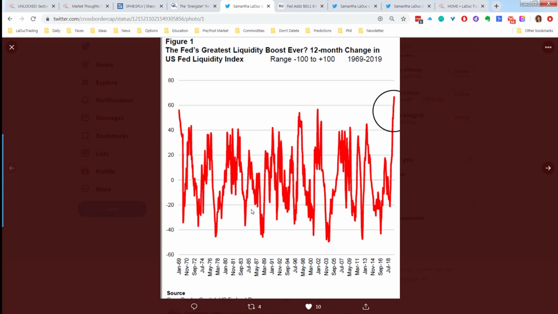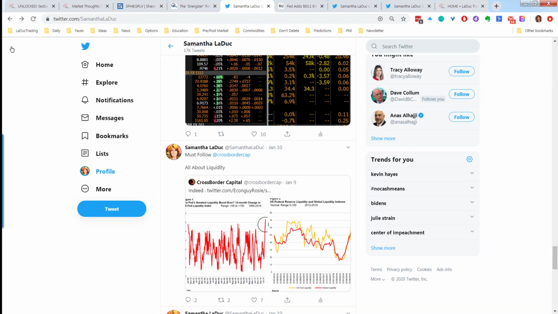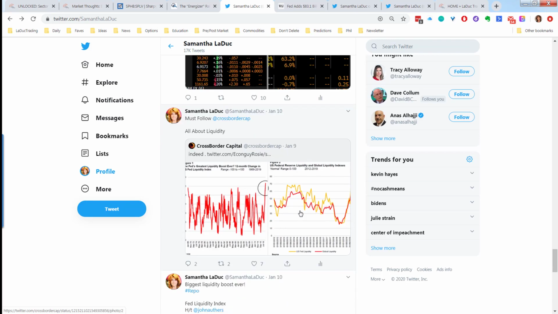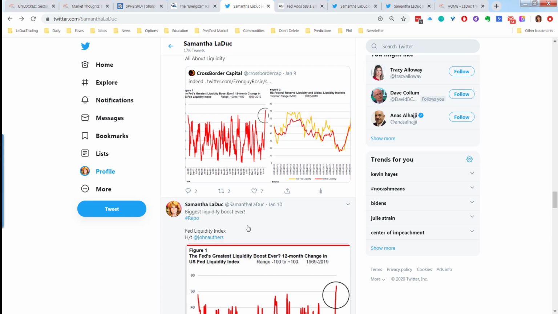But getting to the point again of the backdrop of the market being conducive to a SPY melt up, it was the largest ever liquidity boost, 12-month change. And this chart actually comes from cross-border cap. It's all about liquidity, and it is from an article that John Authers from Bloomberg wrote about.